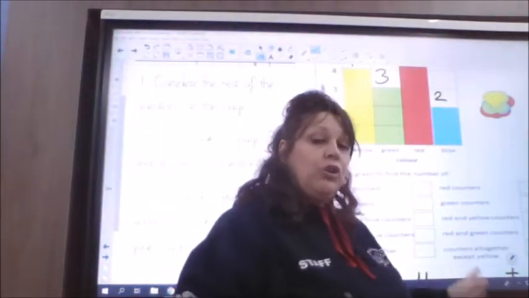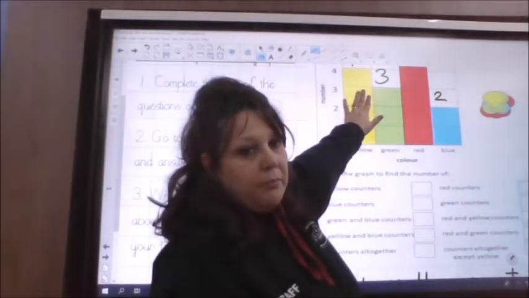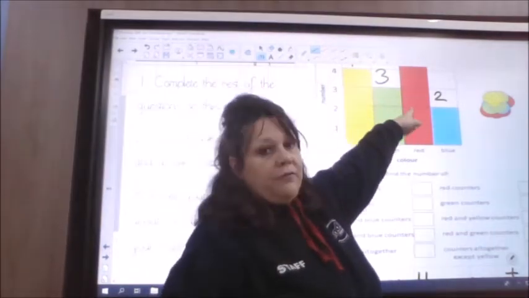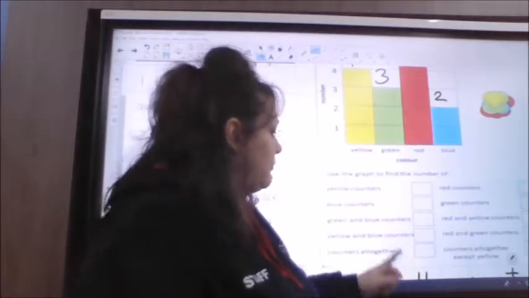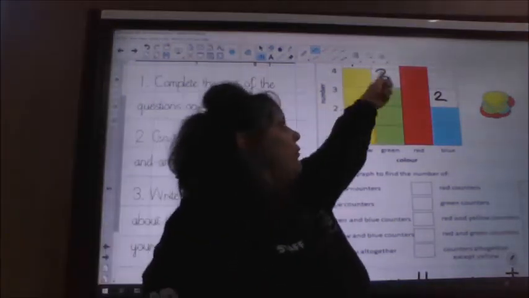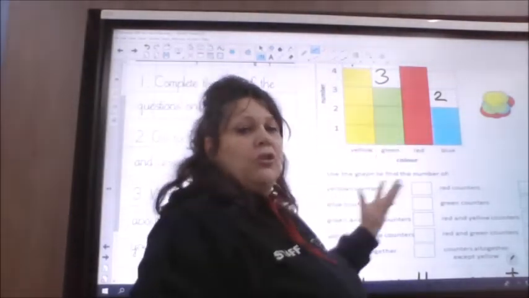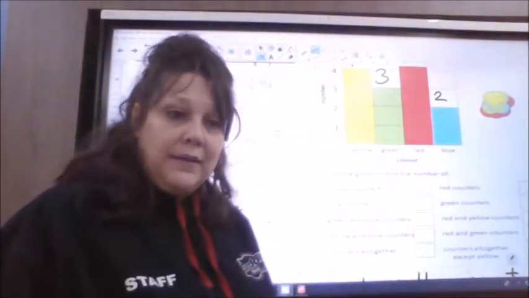And all the counters together except yellow. 2 ways I can do that. I can ignore the yellow block there and just add 3, add 5, add 2. Or I can use my answer cleverly from here. So I'll have worked out how many I've got altogether, and then I know I've got 4 yellow counters, so I could just subtract the 4 from it.